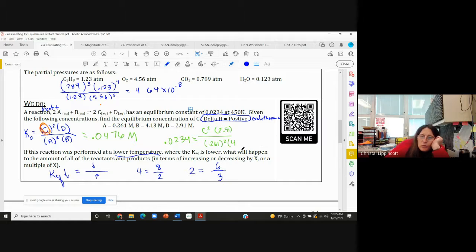All right. Okay, does that make sense in terms of what had to happen to get this number lower? They told us that this number was lower. So that means that this number had to get smaller and this one had to get bigger. Products is on the top, so you would have to have less product. Does that make sense logically?